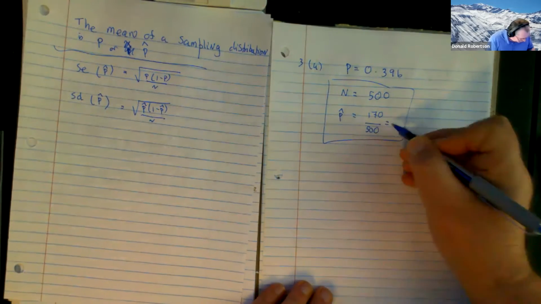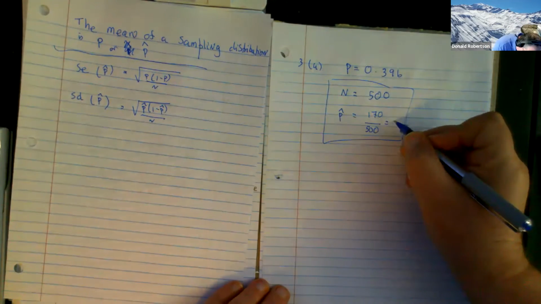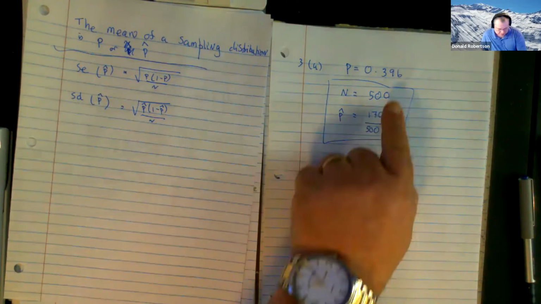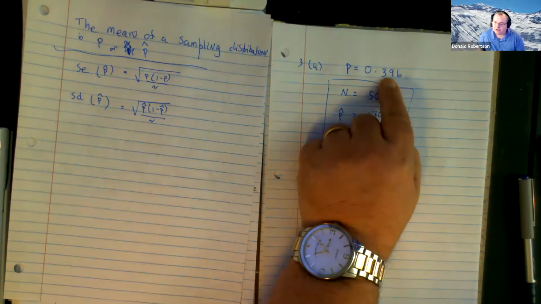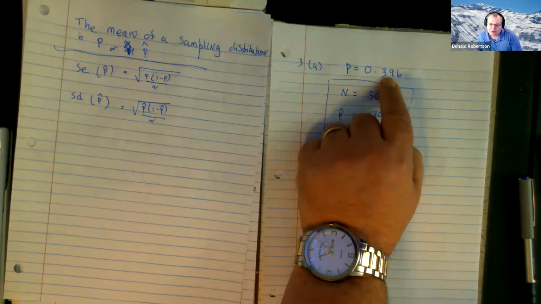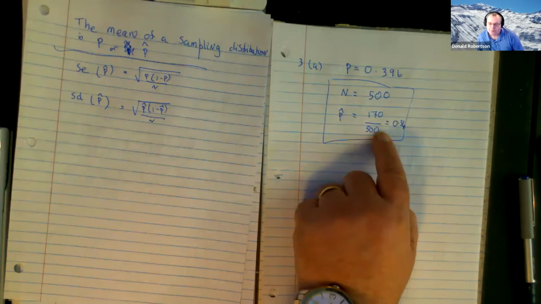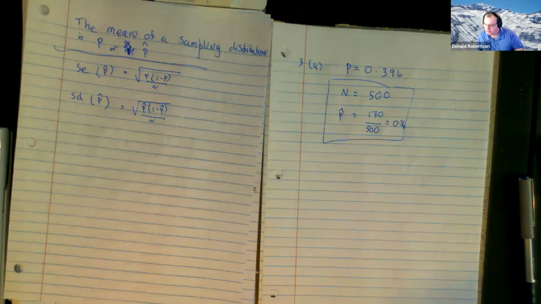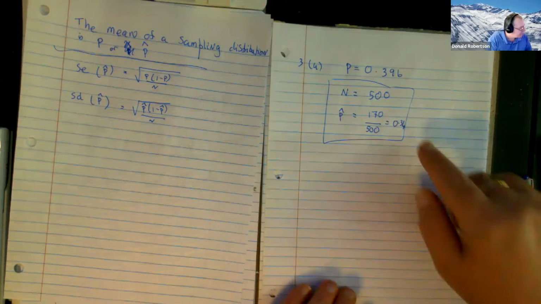I'll find out what that is as a decimal. So that's 0.34. The population number is known somehow, they did a census, and 0.396 of Americans are obese. And this sample is a little bit different, 0.34, as you'd expect. Take a sample, sometimes you get a little bit more, sometimes you get a little bit less. This is a little bit less.